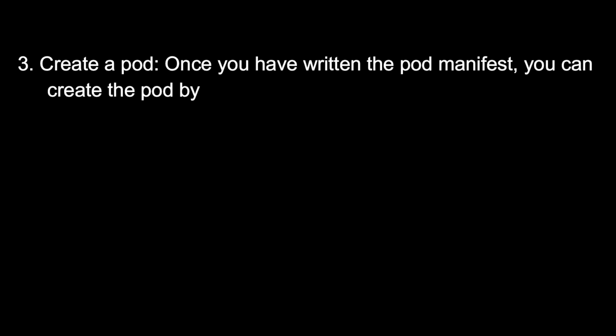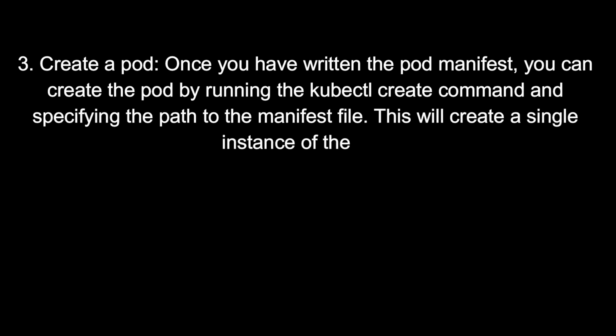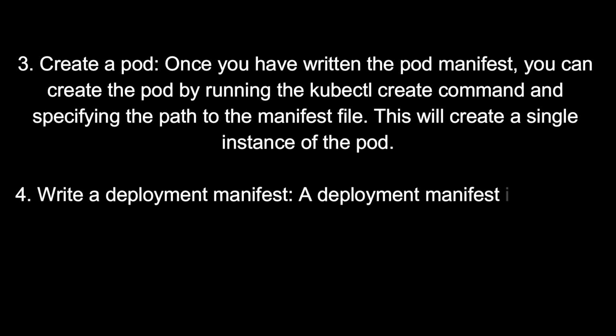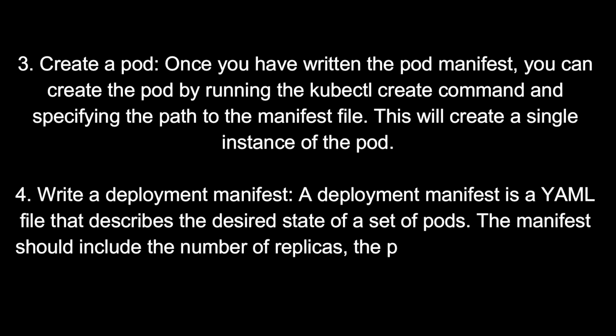3. Create a pod. Once you have written the pod manifest, you can create the pod by running the kubectl create command and specifying the path to the manifest file. This will create a single instance of the pod. 4. Write a deployment manifest. A deployment manifest is a YAML file that describes the desired state of a set of pods. The manifest should include the number of replicas, the pod template, and other configuration options.